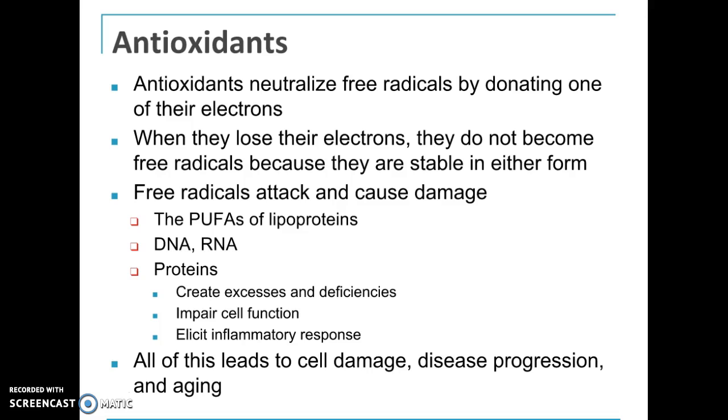Free radicals attack and cause damage to the polyunsaturated fats of lipoproteins, DNA and RNA, and proteins. This can lead to cell damage, to disease progression, and also aging.